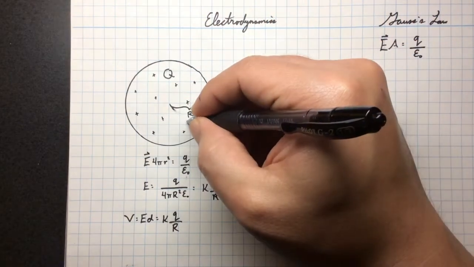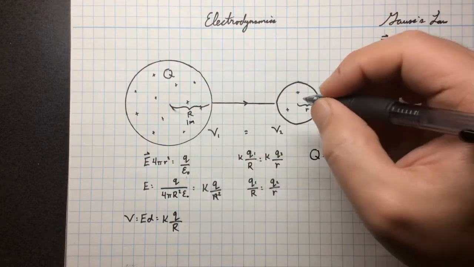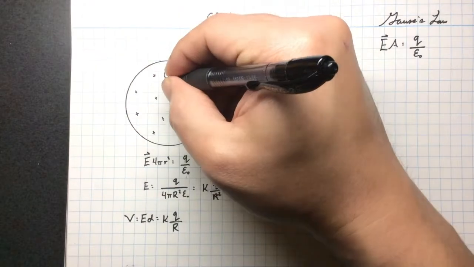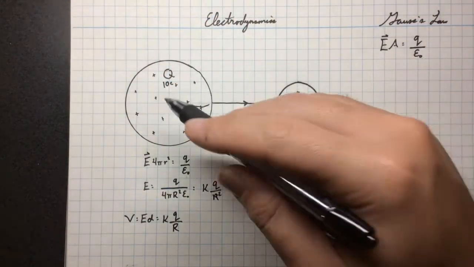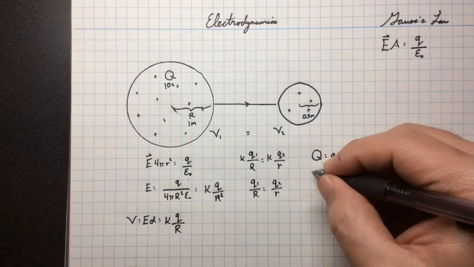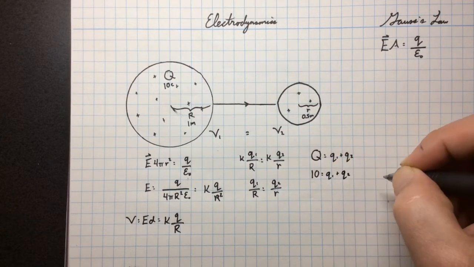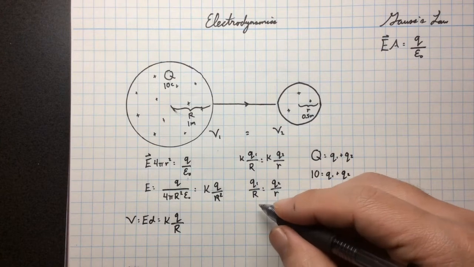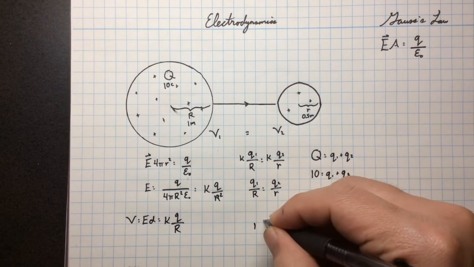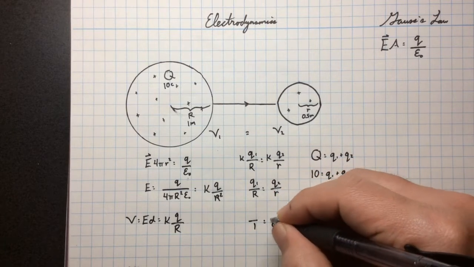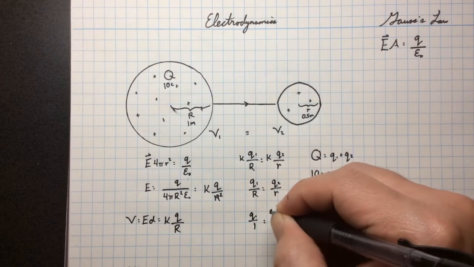So let's call R over here 1 meter. Let's call the r over here half that, 0.5 meters. And let's plop down about 10 coulombs of charge on this big guy. And so we're going to have 10 coulombs of charge equaling Q1 plus Q2. We're going to have R, big R, be 1, and little r is going to be 0.5. And we're also going to have Q1 and Q2 as unknowns.